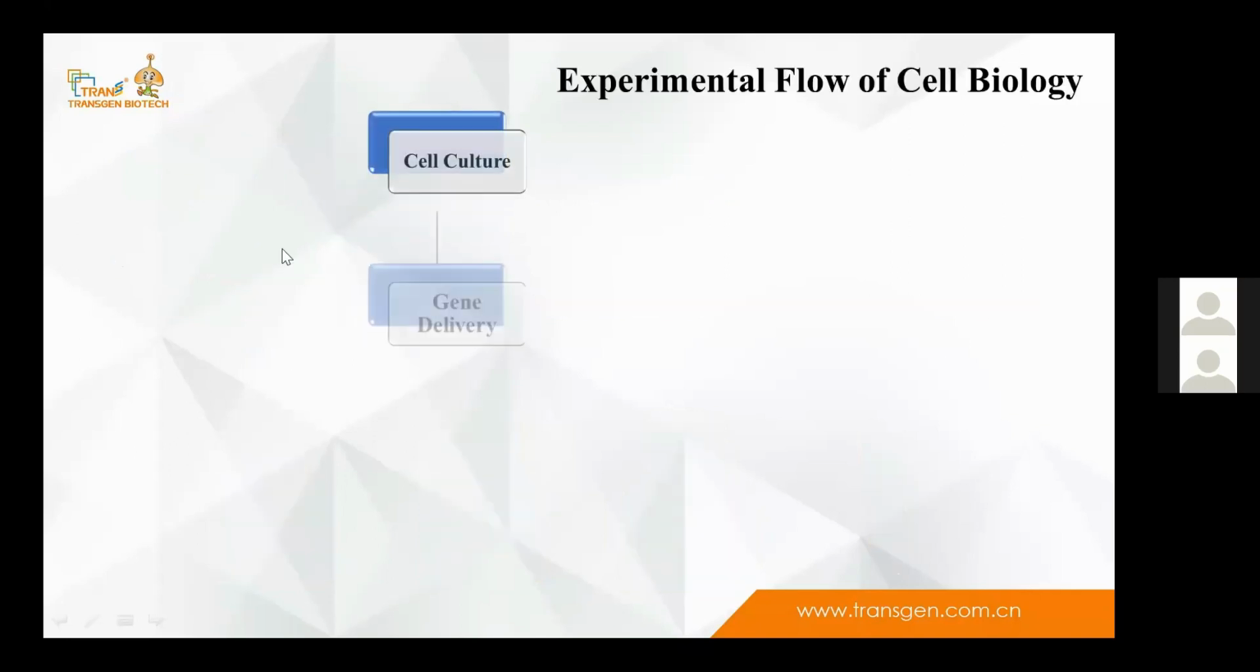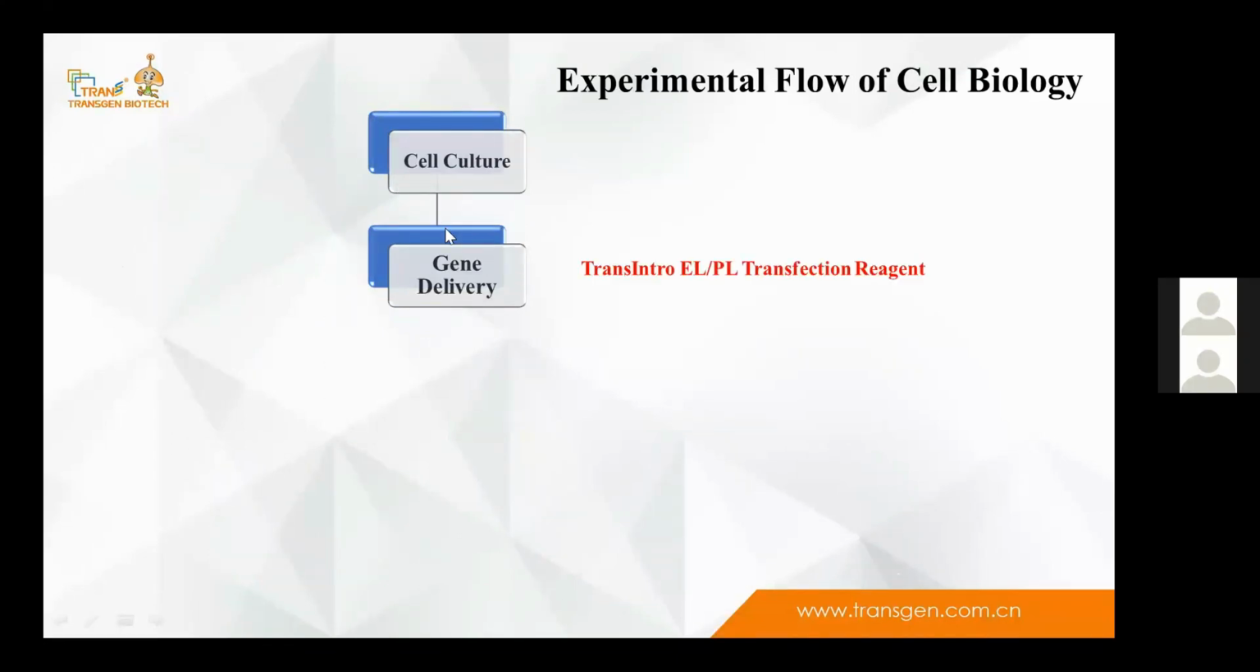This one is the experimental flow of cell biology. Cell culture is the basic experiment for the whole system. After cell culture, the next step is always gene delivery. We can use transfection reagent to transfect the gene, the plasmid, or the RNA into the cells. And then we can detect the gene expression level to do our experiment.